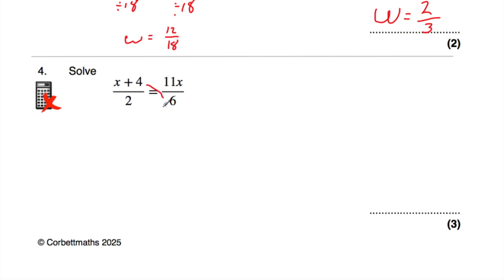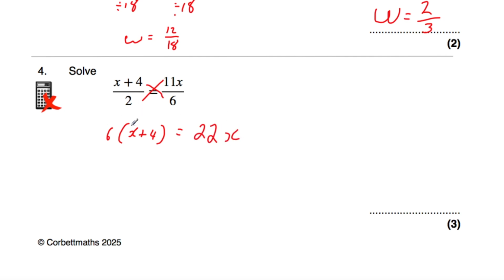So x plus 4 times 6, well, we could times both of these by 6, or we could use brackets. I'm going to use brackets here. So 6 times this, we could just write 6 and then in brackets x plus 4, just putting that in a bracket. And that just means we're timesing this by 6. And that equals 11x times 2. Well, 11x times 2 would be 22x.